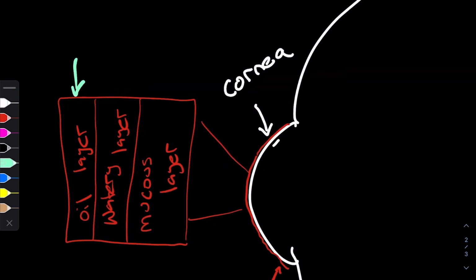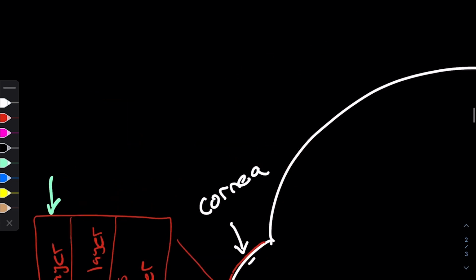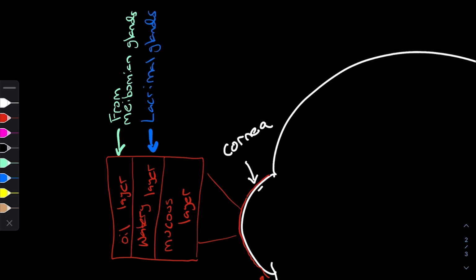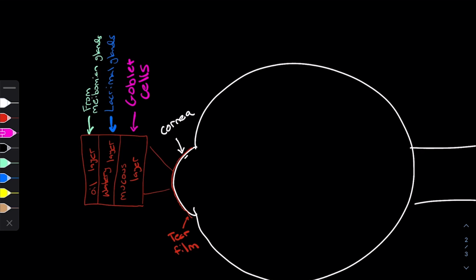The oil layer, as I was just talking about, is from the meibomian glands. I'm drawing that again in that teal so it's a little bit more clear. The watery layer is secreted from the lacrimal glands, and the mucus layer is secreted from the goblet cells. The goblet cells reside on the surface of the eye itself.